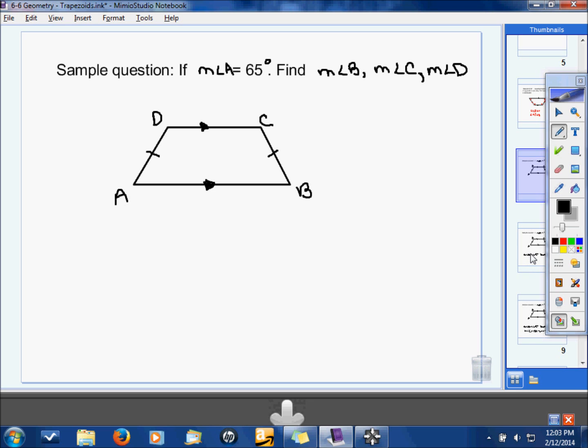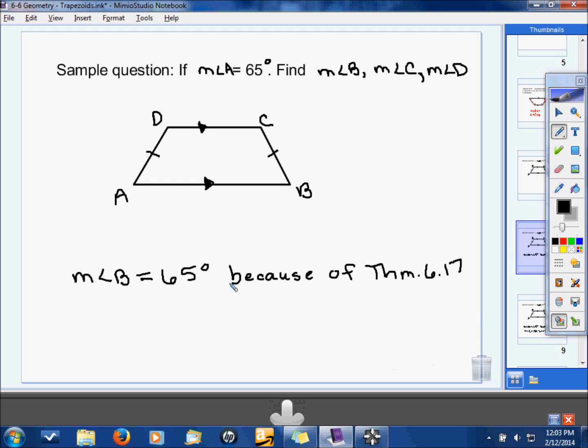Who can tell me what B is? Go ahead, Kendall. 65. Angle B is 65 because of theorem 6.17. These two base angles are congruent, so they have to be the same angle. Harry, can you tell me angle C? 115. Good, Harry. How did he get that, Kendall? You subtracted 180 and 65. Good. 180 degrees minus 65 is 115.